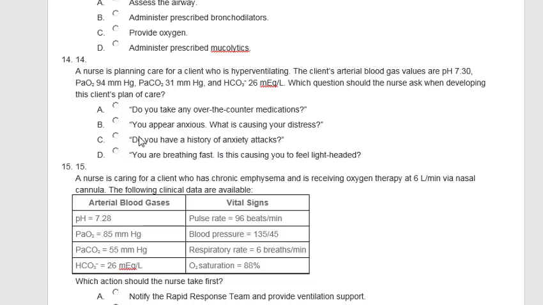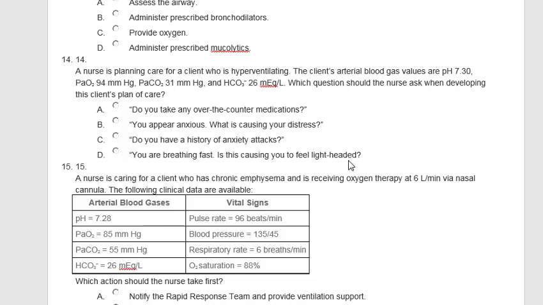Okay? So which one of these, when we're developing the plan of care, should we talk to the patient about? What do we want to explore? Do you take any over-the-counter meds? Does that really affect your respiratory alkalosis? No. You appear anxious. What is causing your distress? That may help, but let's keep going. Do you have a history of anxiety attacks? Yes. When you're developing the patient's plan of care, you want to know if they have a history of anxiety attacks, because this may happen to them again at home.